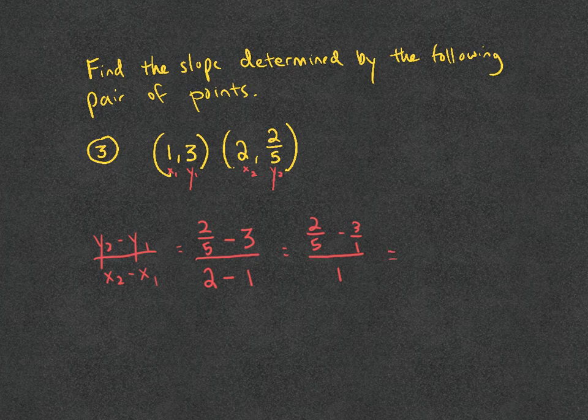One thing about this, it doesn't happen all that often, but we end up with a 1 on the bottom. When you've got a 1 on the bottom of a fraction, you don't need it. So going forward, I'm just going to do the top part. So 2/5 minus 3 over 1. When you end up with fractions and we're subtracting fractions, you do need a common denominator.